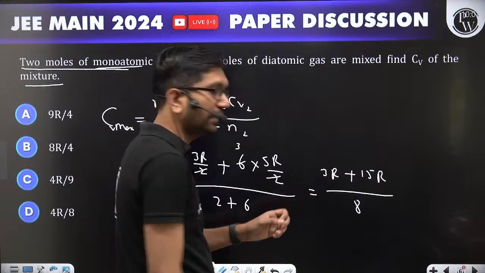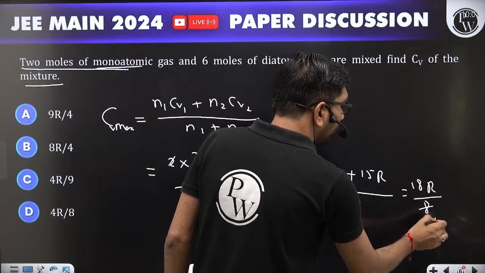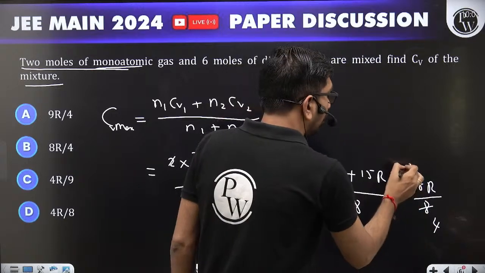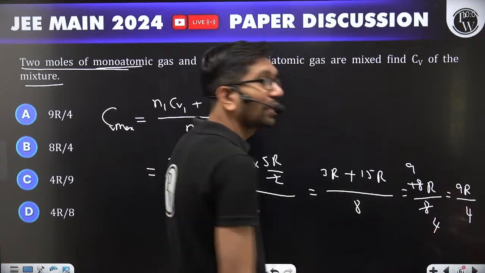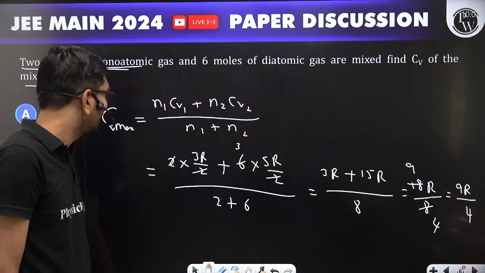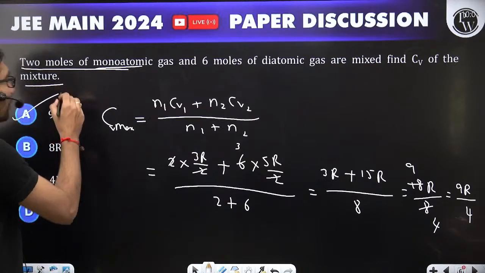So finally, 18R by 8. 2 fours are 8, 2 nines are 18. So the final answer is 9R by 4. 9R by 4 is the final answer. It is not 4R by 9, beta. It is 9R by 4.